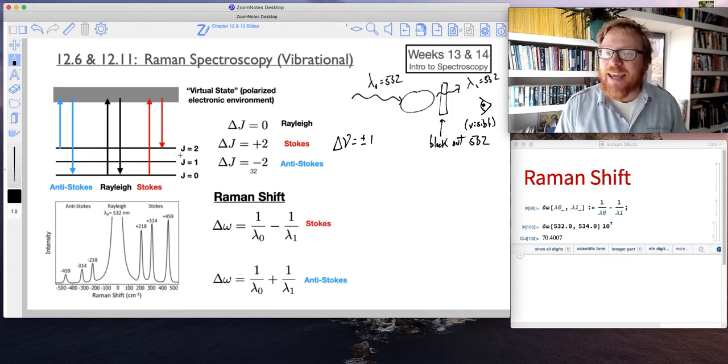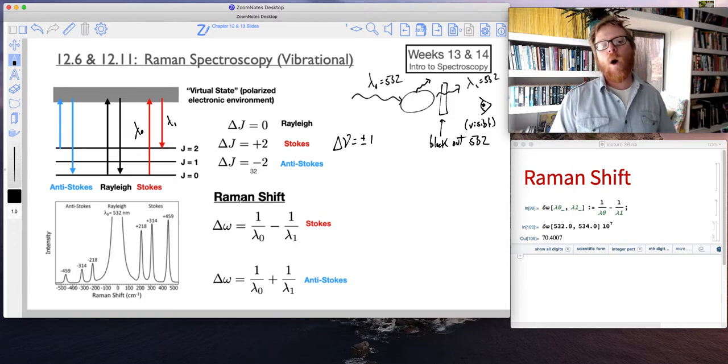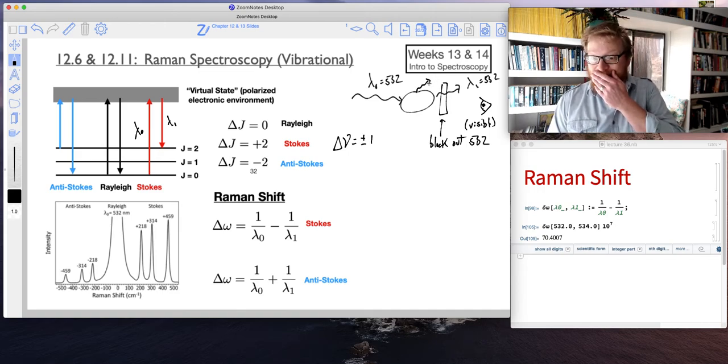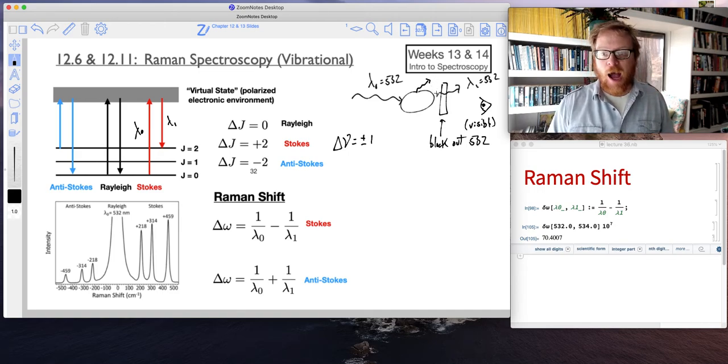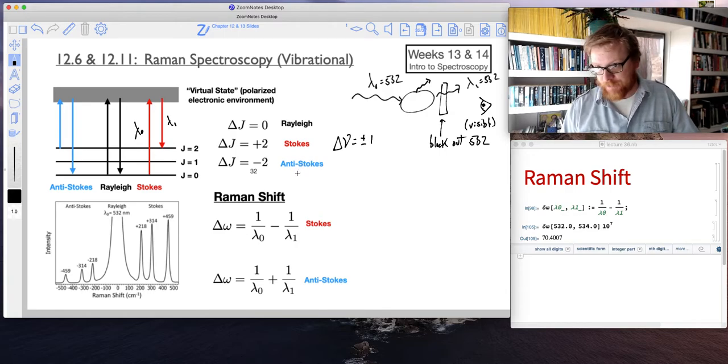And so what that means is that the Stokes light that comes off, the Stokes shift, is going to be less than 532, just based on the size of this. So if I ID this as lambda 0 and this is lambda 1, you can see now to look for the Stokes shift, I would set my detector to look for wavelengths less than 532 nanometers, because of that diagram.